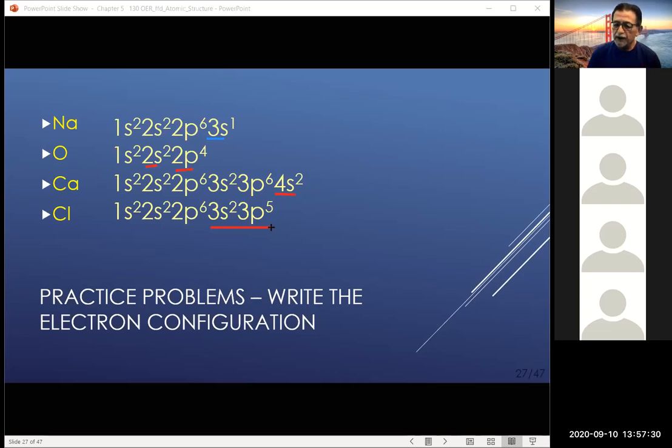Now, with that information, if I had to take an educated guess right now, based on what you know and what I've talked about, when I compare sodium and chlorine, do you think sodium would want to gain electrons or lose electrons? Anybody want to take a guess?